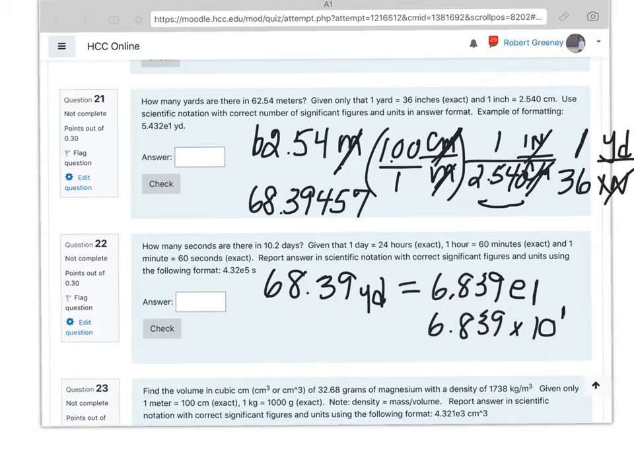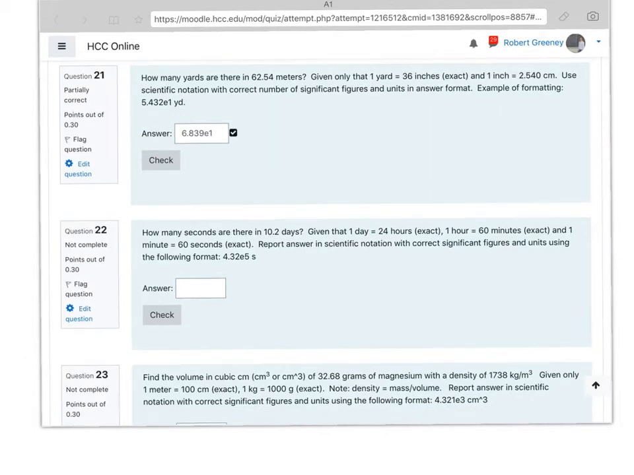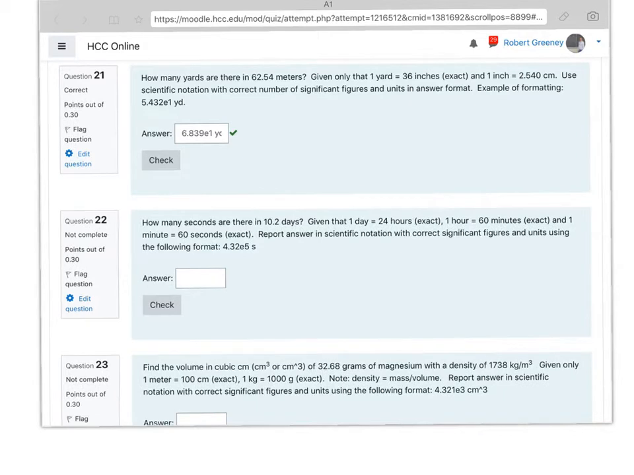So let's try it with that formatting. So notice I put in the 6.839E1 and I got a funny check mark. That means it's right, but I forgot the units, so I have to go back and put the units in. So let me check it again. Okay, that worked. Let me check one more thing. Okay, I just tried it again without using scientific notation, and it does take it.